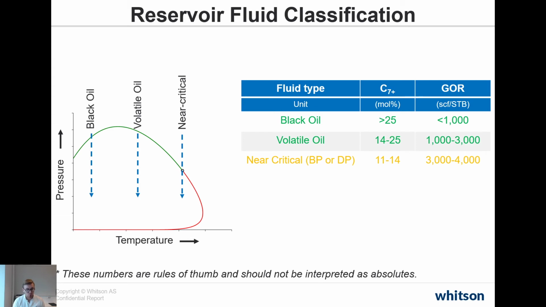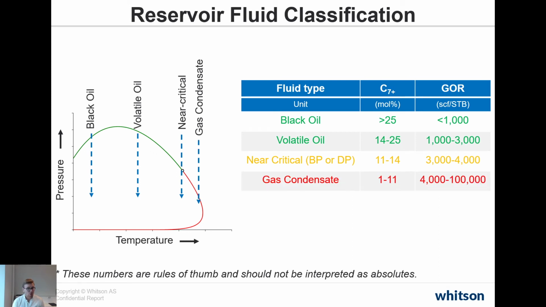Once you get into the near critical range, your conditions are very close to the so-called critical point. The critical point is where the properties of oil, liquid, and gas converge, so that it's essentially not possible to distinguish whether this is a gas or a liquid. And for those fluid systems, you would typically have a C7 plus composition of between 11 to 14 and a GOR between 3,000 to 4,000 scf per barrel.